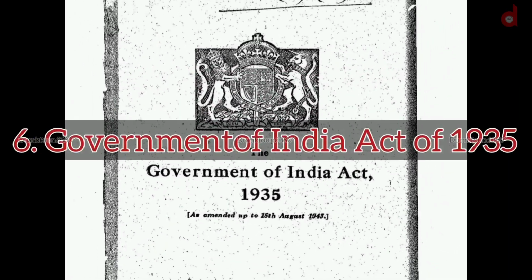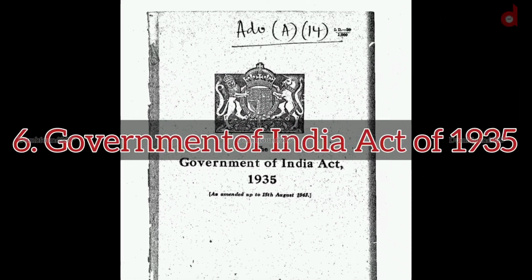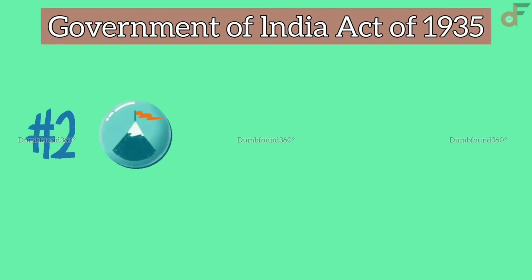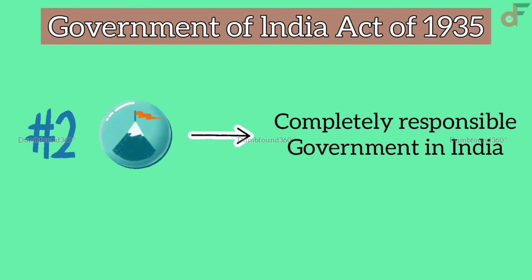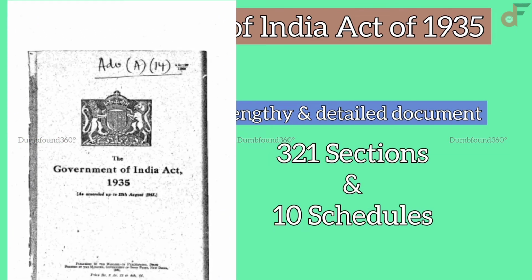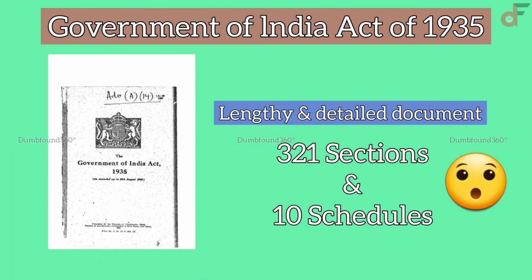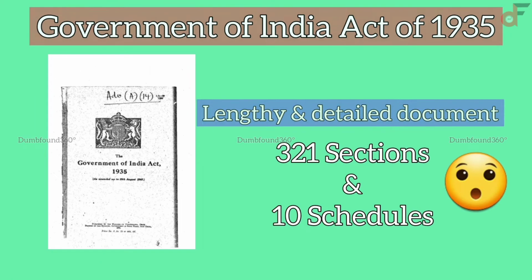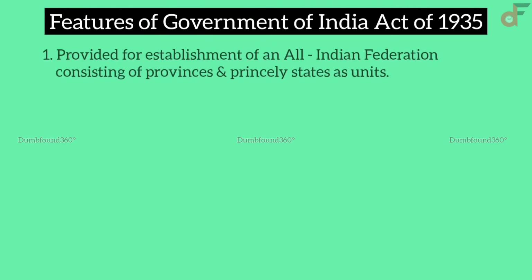Government of India Act of 1935. The Act marked a second milestone towards a completely responsible government in India. It was a lengthy and detailed document having 321 sections and 10 schedules. The features of this Act were: 1.